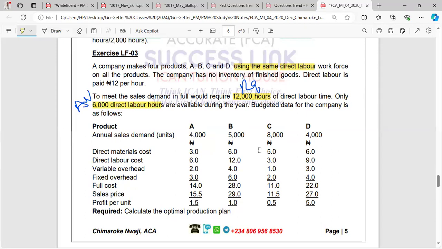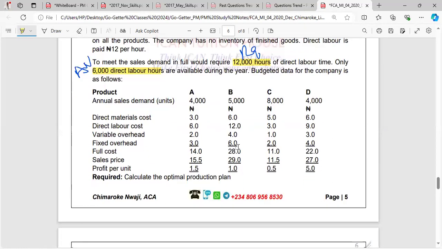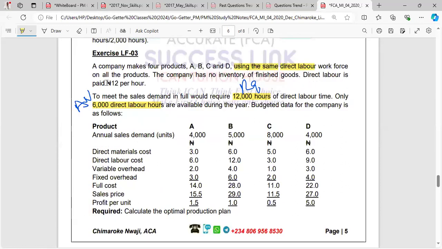So what do we do? We need to maximize our production. How do we do that? Look at this whole question. The first thing to do here, they said the direct labor is paid 12 naira per hour. Now, why am I giving this? It is possible that your question here does not contain labor hours. You are the one to find the labor hours. They gave you the labor costs per unit. It's easy to find.